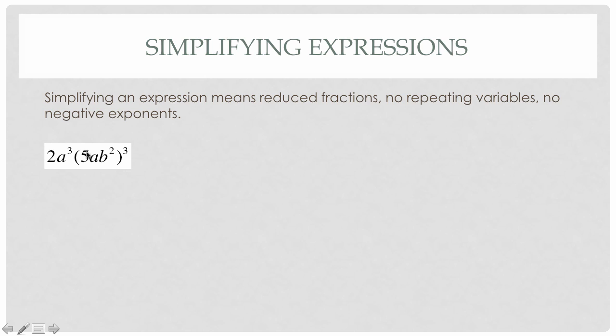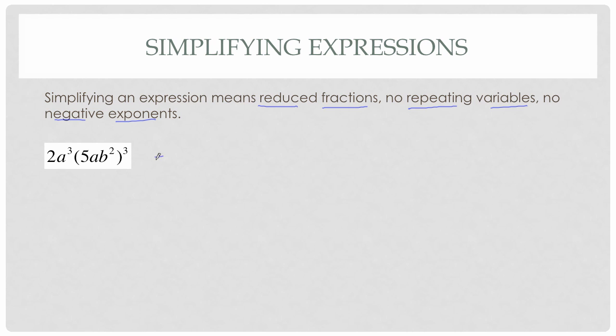All right, so I've got 2a to the third times 5ab squared all to the third power. We got a lot going on here. Multiple variables, numbers, exponents, and I want to simplify this thing down. Simplifying an expression means I want to make sure the fractions are reduced. I don't want repeating variables. So right now I have a here and an a there. I want to combine it into just one a. And I don't want to have any negative exponents. And we want to simplify things out. Here I got third power, second power, third power.